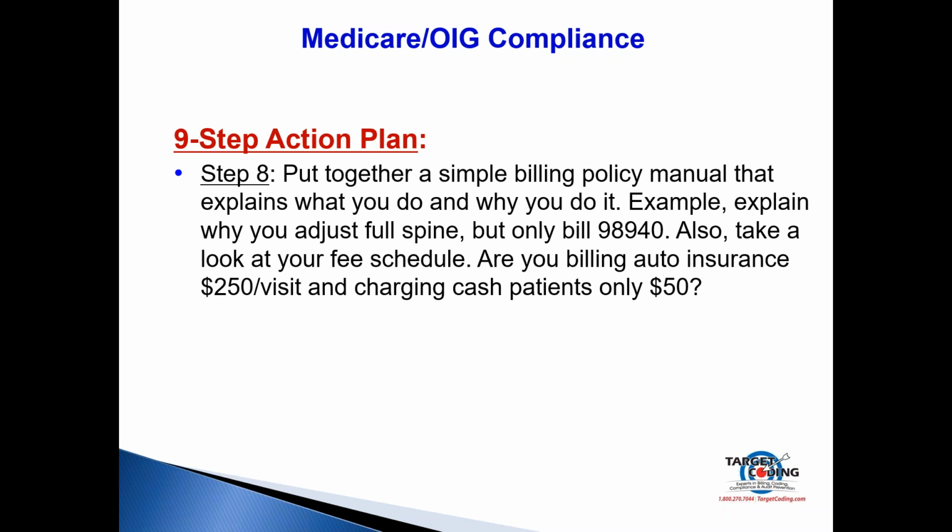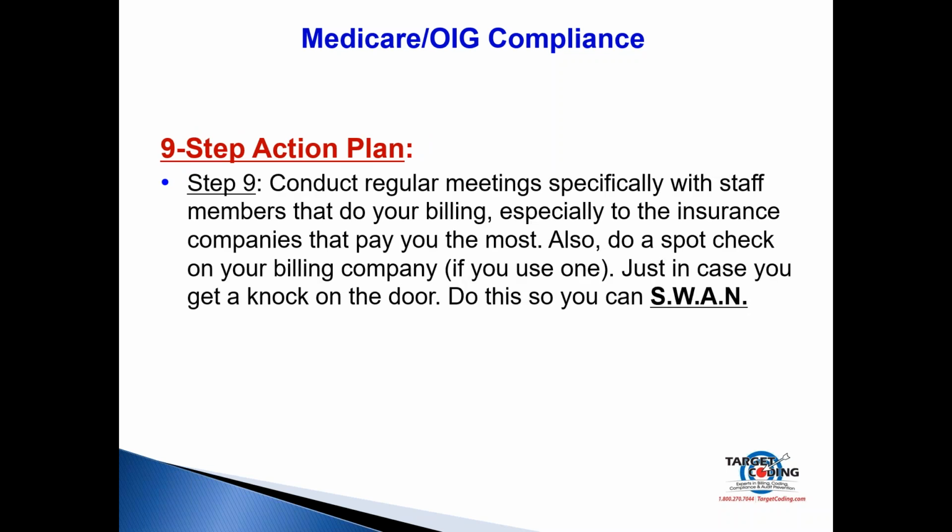There have been audits on that where insurance companies have looked at the notes and it says, Dr. Kotler, it looks like you're adjusting the full spine, all 5 regions, but you're only billing us 98940. Why? We don't understand. Are you downcoding? Also, take a look at your fee schedule. Are you billing auto insurance companies $250 a visit, and then a patient comes in that pays cash and you're doing the same thing and you're charging $50? That's illegal.